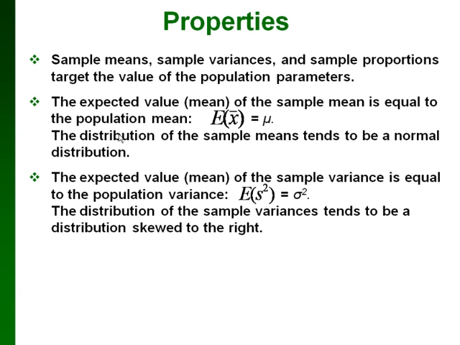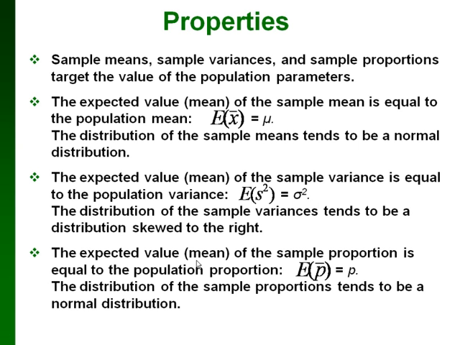For our next statistic, our variance, the expected value of the sample variance is just equal to the population variance. This distribution of the sample variances tends to be skewed to the right. And finally, our expected value for our sample proportion is just equal to the population proportion. And this one also tends to be a normal distribution.